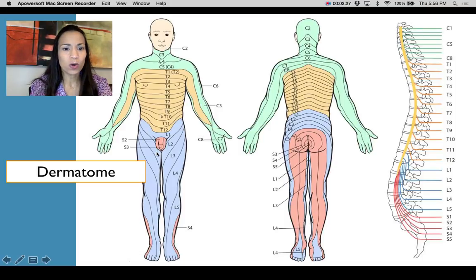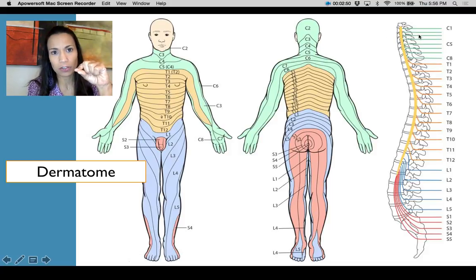Lastly, I just want a few minutes, I promise, to talk about dermatomes. A dermatome is a segment of the skin, and a single dermatome is an area of the skin that is innervated by the cutaneous branch of the spinal nerve.